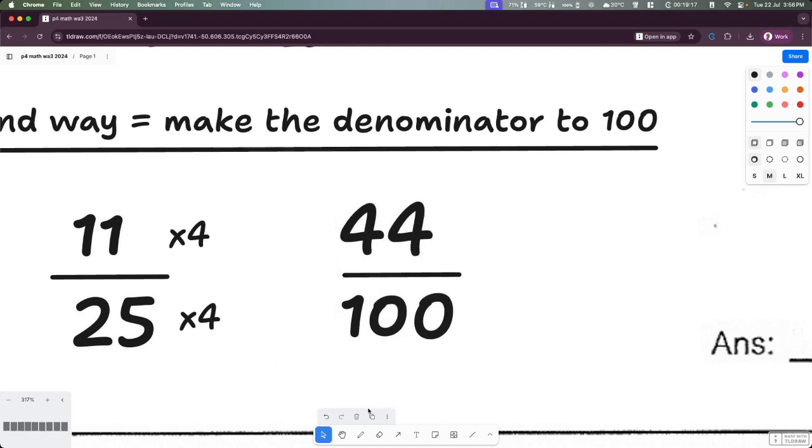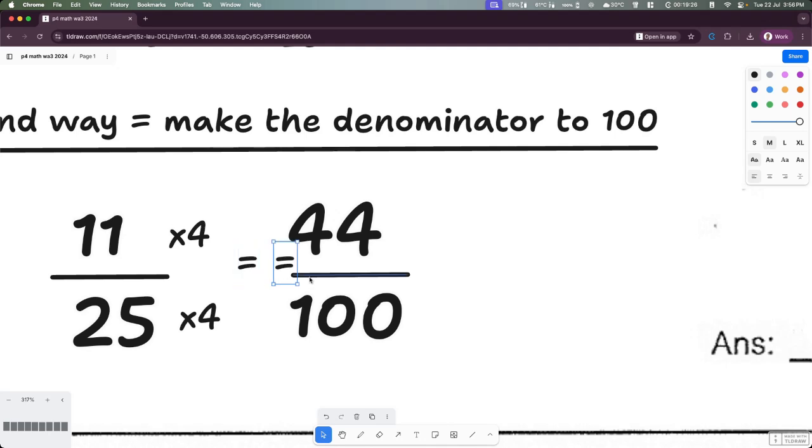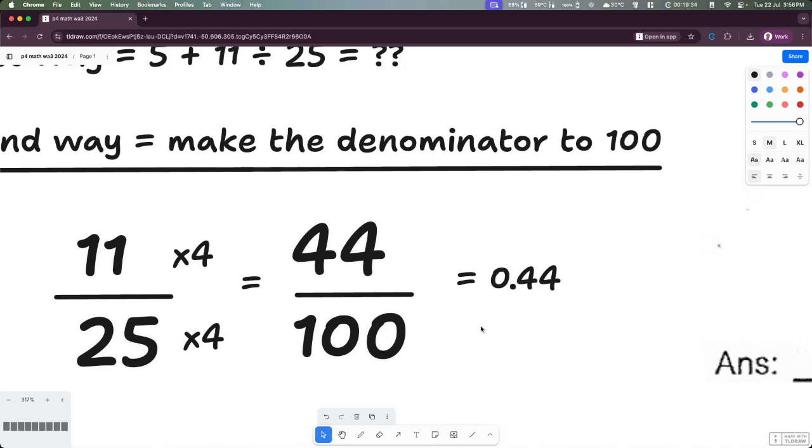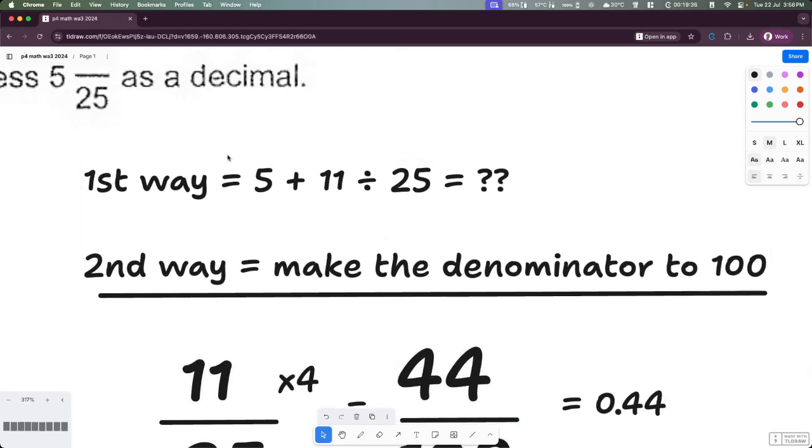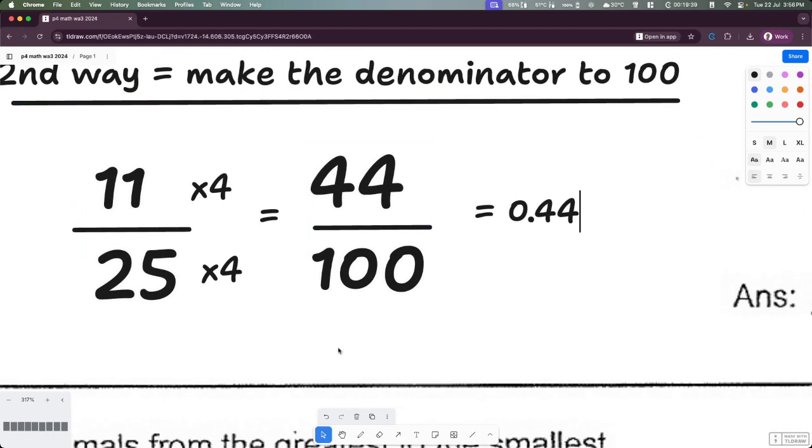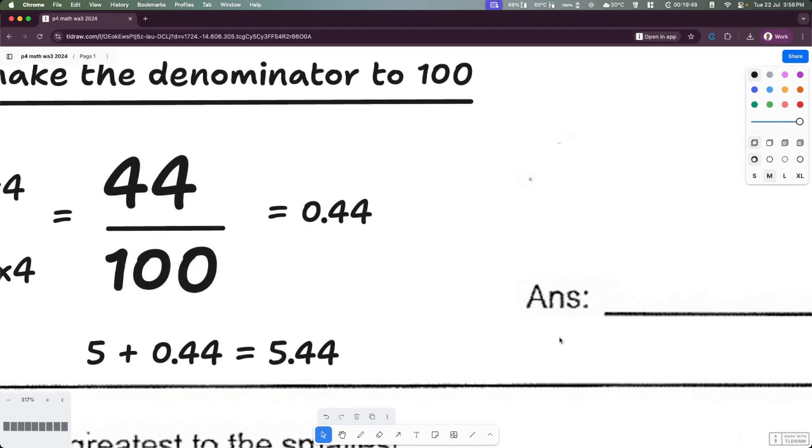Okay, and that's the answer to this, right? So 44 out of 100, that's not the answer, sorry, that is only the first answer. Okay, so 44 out of 100, now you know what this is. Basically 44 out of 100 is 44 divided by 100, which is 0.44. Okay, and now we have our 5 whole number in this case, so we can just add 5. So the next step will just be 5 plus 0.44 equal to 5.44, right? So the answer over here will be 5.44.